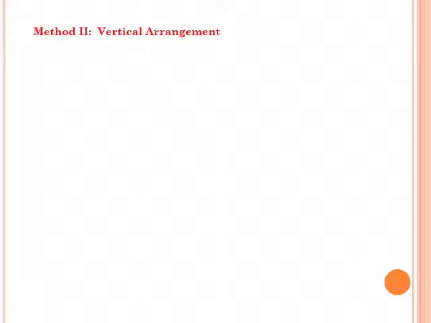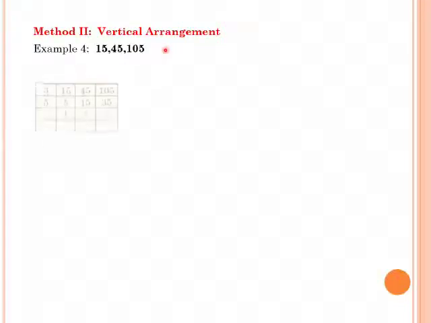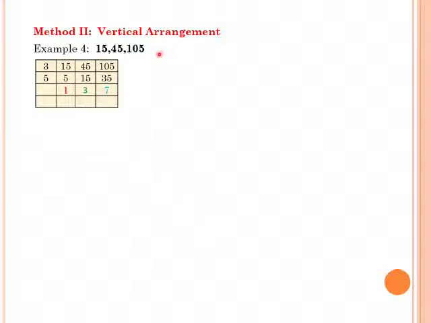Now, we start with method 2, that is your vertical method. Here vertical method means it's prime factor method only, but we are not taking one number. We are taking all the given numbers at the same time. So, here, example of 15, 45 and 105.